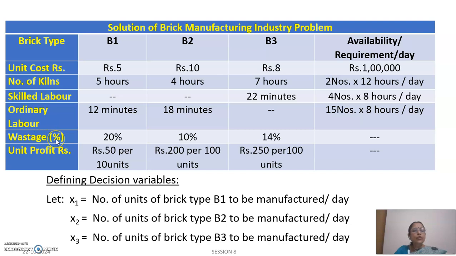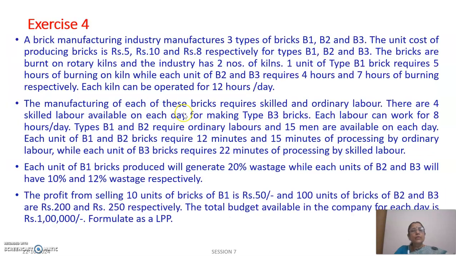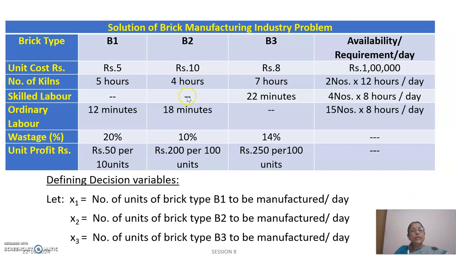also there is a wastage component of whatever is being produced for each type of brick, as different percentages. And finally, unit cost of production. Whatever we have read through the problem, we have extracted that information and presented it in the form of a table. Once you give it in the form of a table, it is easy to retrieve the data and put it in the LPP format. Okay, so what is it that we have to finally find out?